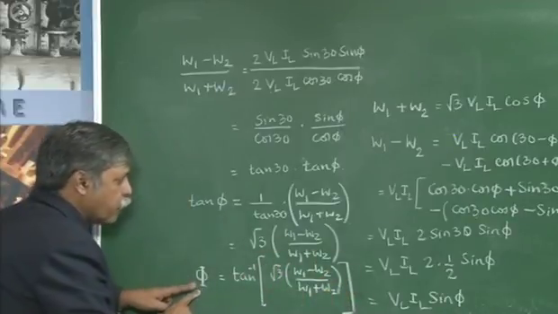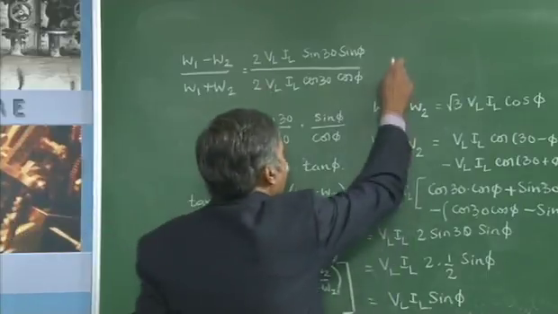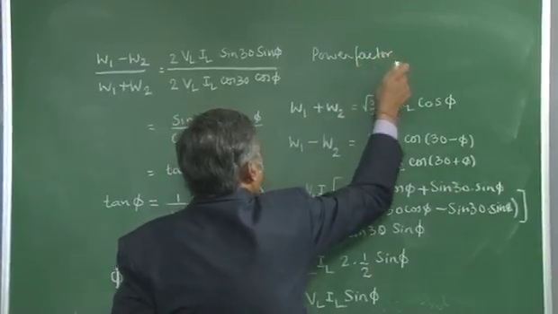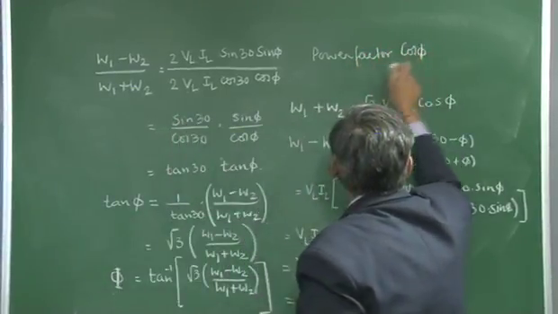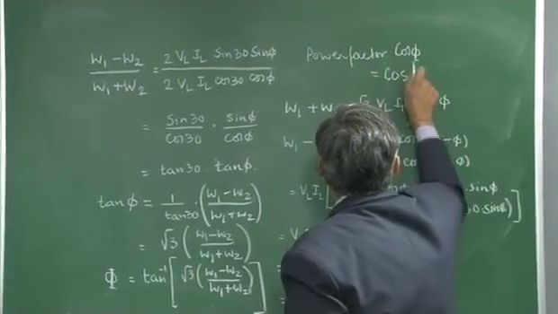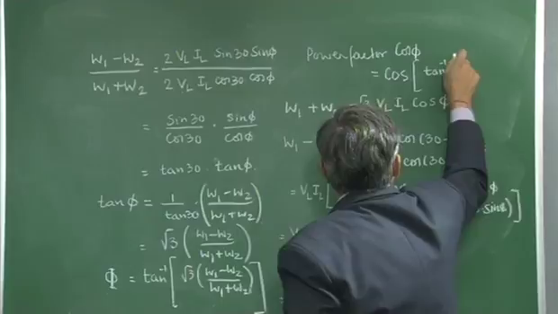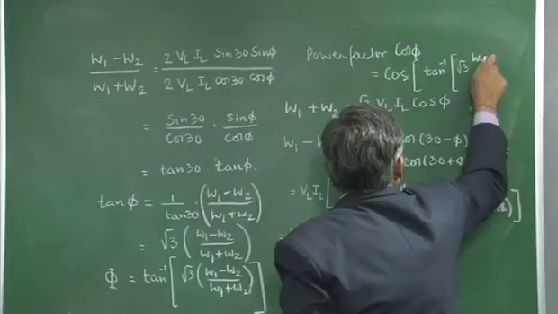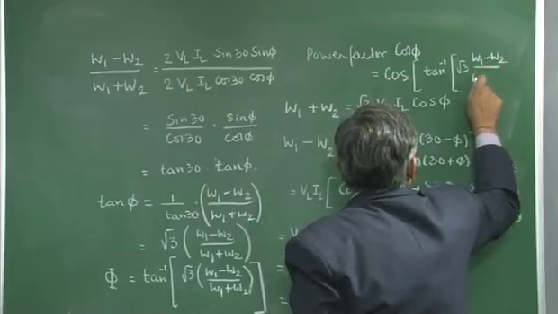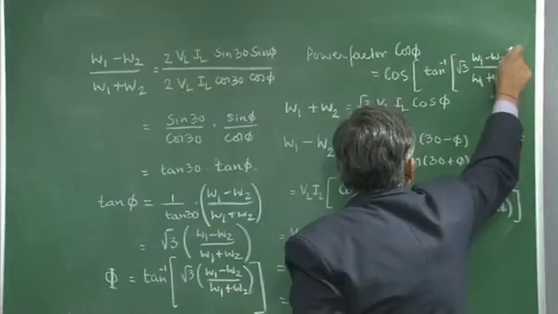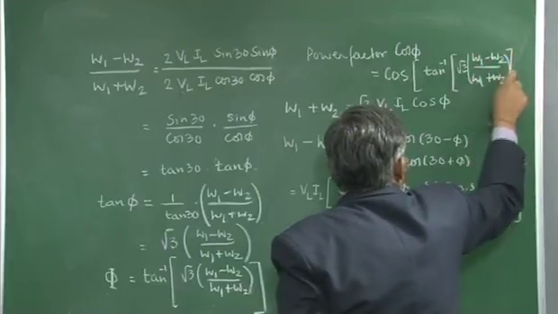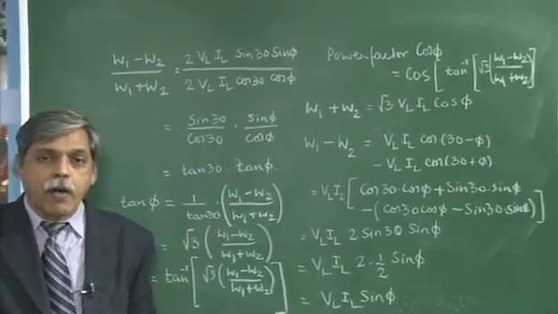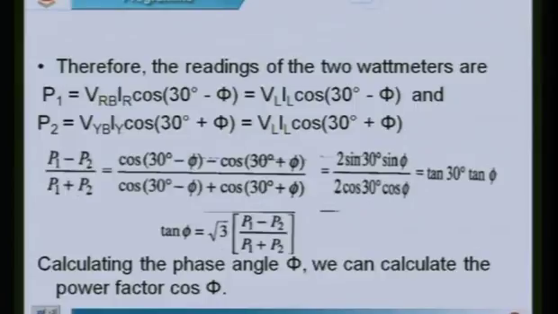Now when I know this angle phi, I can anytime calculate the power factor. Cos phi is equal to cos of tan inverse. Do not forget to put the bracket here: root 3 times W1 minus W2 divided by W1 plus W2. So this will give you the power factor. So the two wattmeters can also be used to measure the power factor in three phase systems.